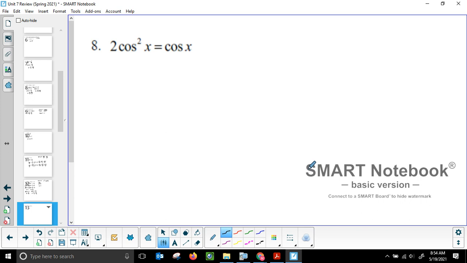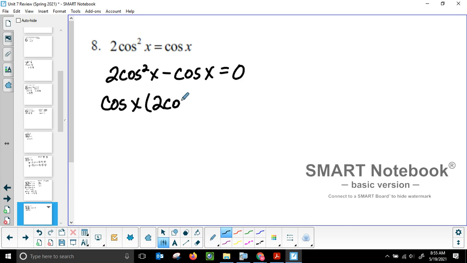All right, number 8. We do have a cosine squared here, so we're definitely going to want to set it equal to 0 typically. So 2 cosine squared x, we subtract cosine from both sides, and that gives us equal to 0. But now I can go ahead and factor out a cosine x, and I'm left with 2 cosine x minus 1. Now that I have two factors set equal to 0, I can set each factor equal to 0 and solve.